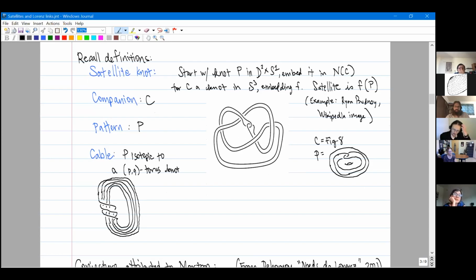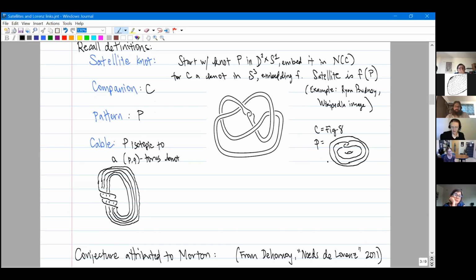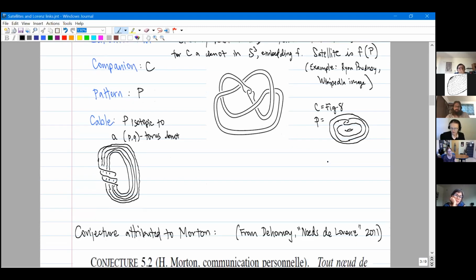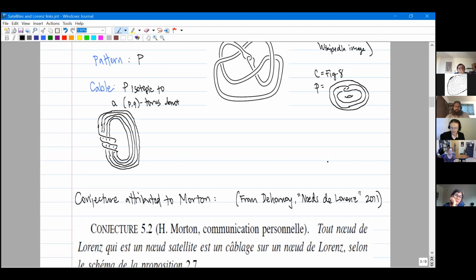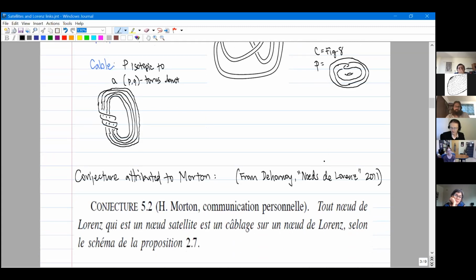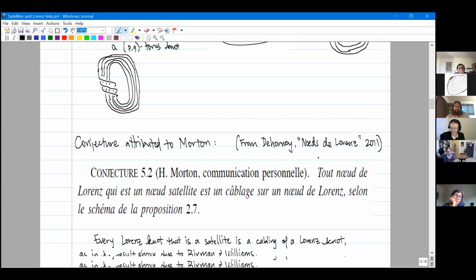Okay, so there is a conjecture that is attributed to Morton, and we found this in a survey paper of Pierre Dehornoy, Nœuds de Lorenz, published in 2011. He says this is personal communication. It's in French. If my French is correct, what he's basically saying, the conjecture, is that every Lorenz knot that is a satellite is a cabling of a Lorenz knot, similar to the above result of Birman and Williams that I discussed. It has a different number in his paper, but that's what that's referring to.